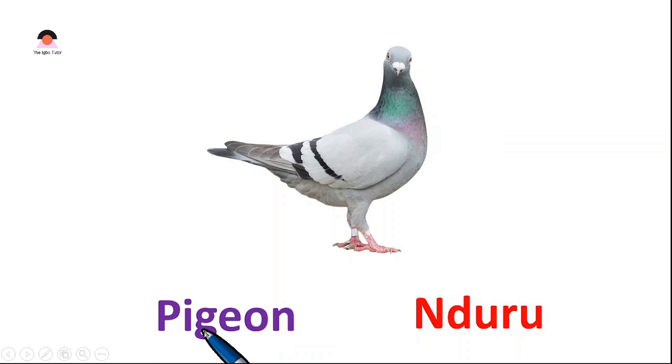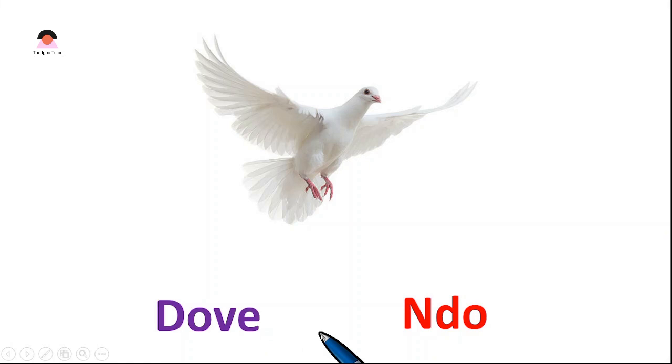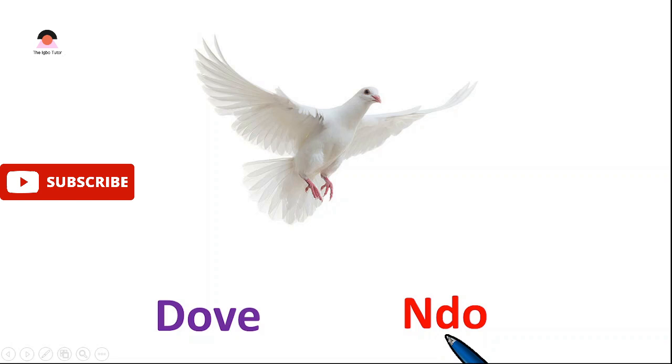Next is pigeon. We call pigeon nduru. That is pigeon for you. But we have dove. We call dove ndo. Beautiful dove. We move on from here.